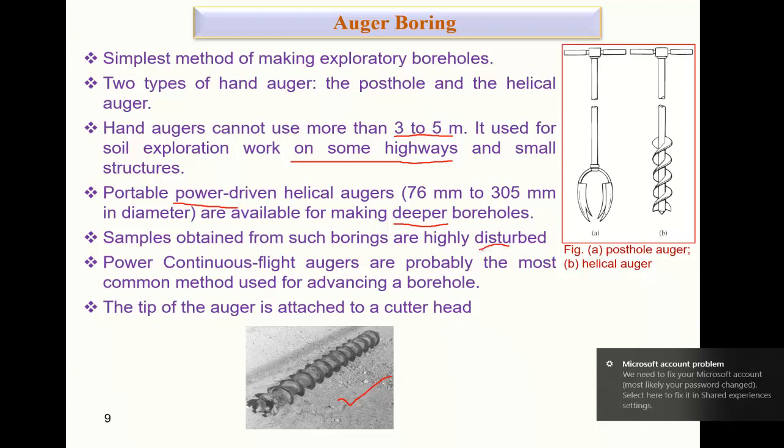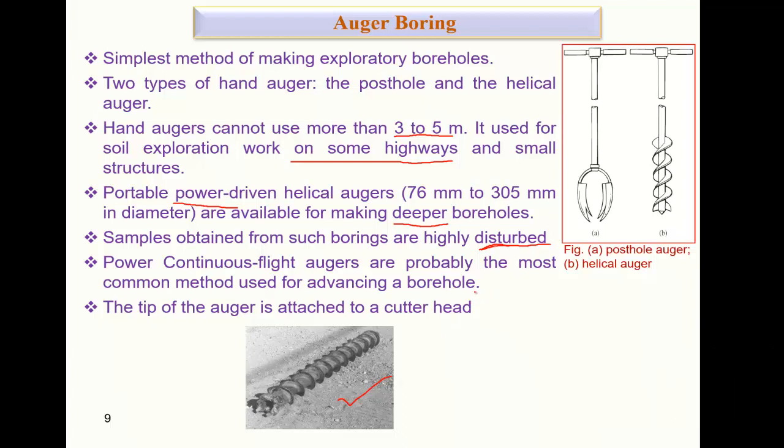So normally we'll also check the sampling technique. Samples are usually of two types: disturbed and undisturbed. These kinds of samples are highly disturbed. I'll also discuss in detail what is disturbed soil and undisturbed sampling of soil.